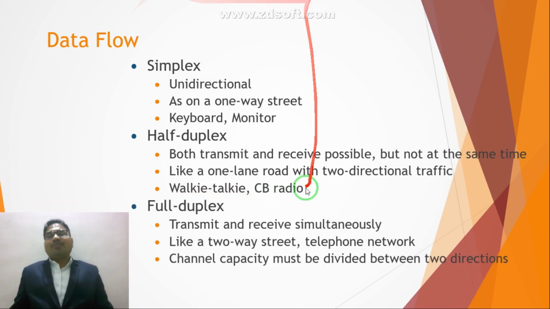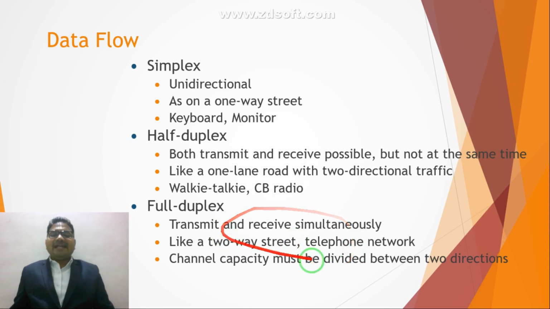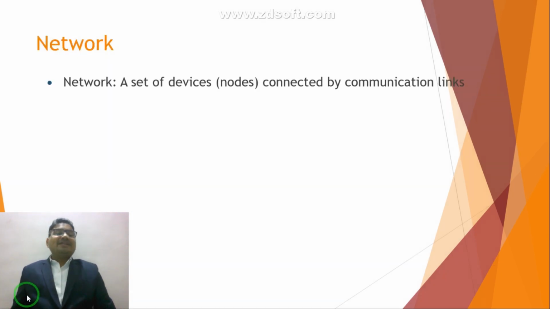Next, it is your full duplex communication. In full duplex communication, they can transmit and receive the data simultaneously, like your two-way street. Telephone network is the best example. Your mobile phone, you can talk and you can listen at the same time. So in this one, the entire channel capacity is divided in the two directions, because two stations can transmit and receive. Whereas in half duplex, the entire capacity can be utilized by either of the stations at one time, right?